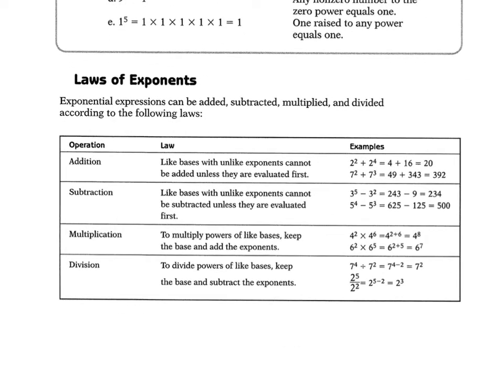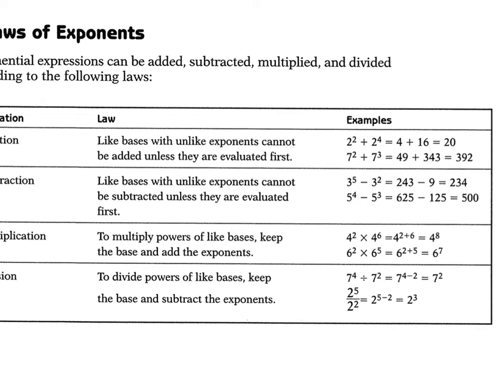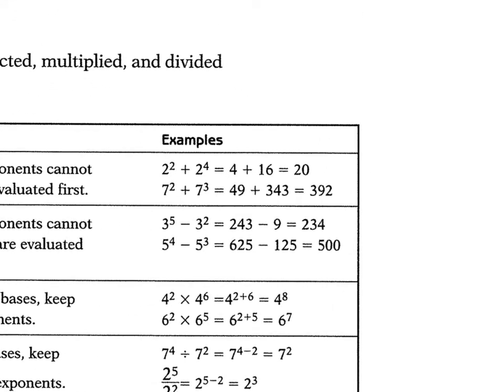Okay, here we have laws of exponents. We can add, subtract, multiply, and divide exponents according to the following laws. So for addition, like bases with unlike exponents cannot be added unless they are evaluated first. Same thing with subtraction. Like bases with unlike exponents cannot be subtracted unless they are evaluated first. So looking at these examples, we cannot combine these two together unless we evaluate it first.